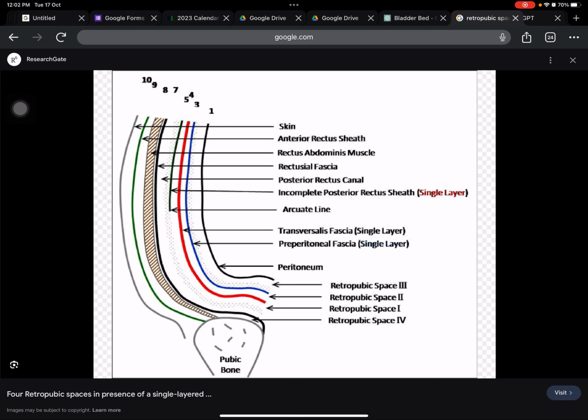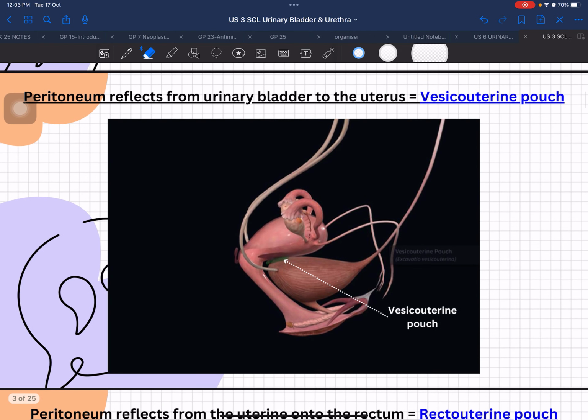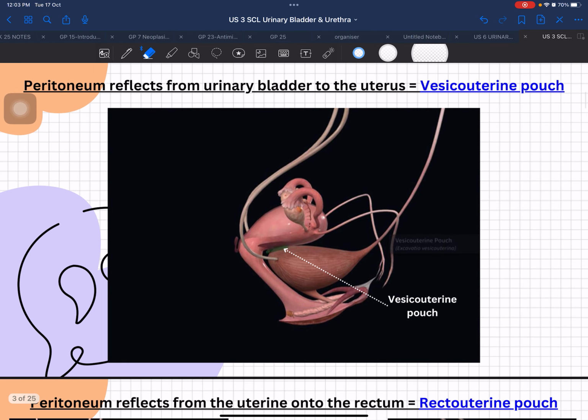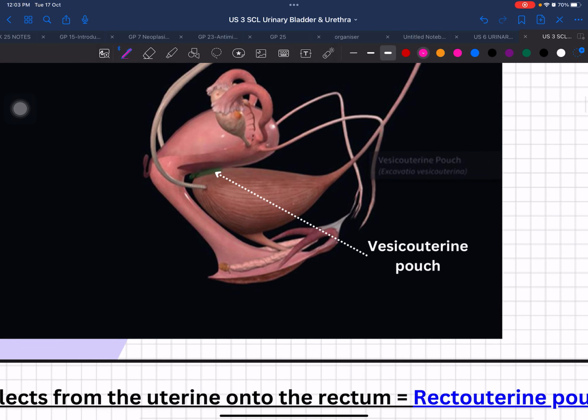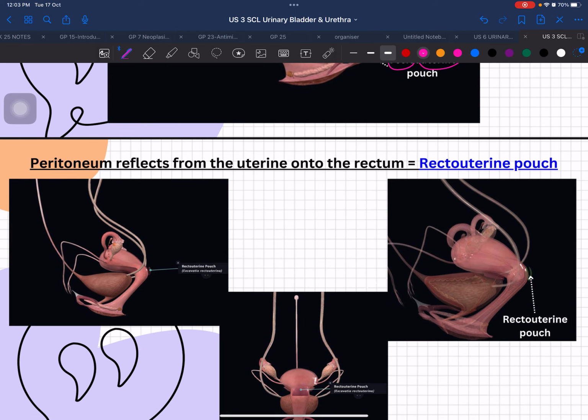abdominal cavity. The next one is the recto-uterine pouch. Another thing that I realized is that the names actually make a lot of sense. Just now it was vesico-uterine. Vesico refers to the urinary bladder, and uterine refers to the uterus. So it is a peritoneal reflection found between the vesico, which is the urinary bladder, and the uterus. And this one is the recto-uterine pouch. As the name suggests, it is found between the rectum and the uterus.